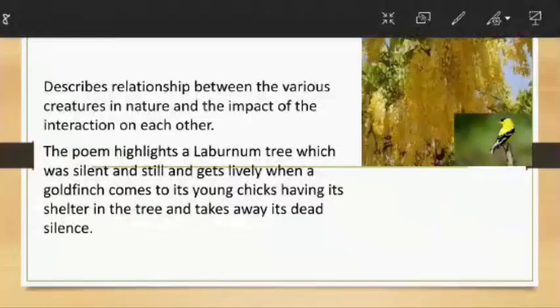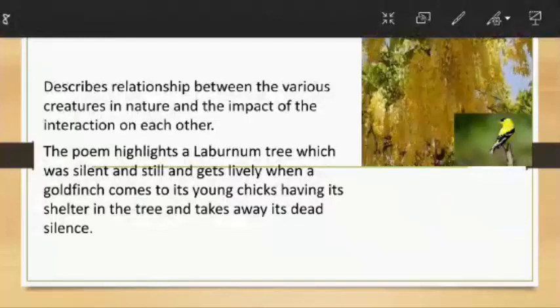And as it is a language dominated expression, it also talks about the emotional interaction between the factors of nature, right? So in this poetry, the poet has highlighted a laburnum tree which was very silent and still, right? It was very passive. But suddenly it gets lively. And how does it get lively?